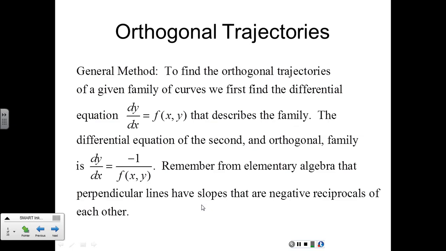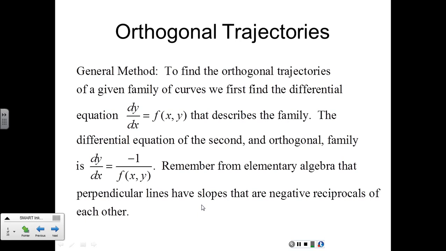Method. To find the orthogonal trajectories of a given family of curves, we first find the differential equation that describes the family. Just like you did here. We wanted the differential equation that describes this family of curves. So you're going to go back and do that again. That's why we had to learn that earlier. You're going to find the DE that matches this family of curves.